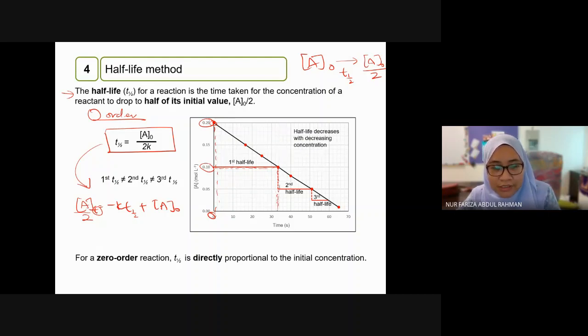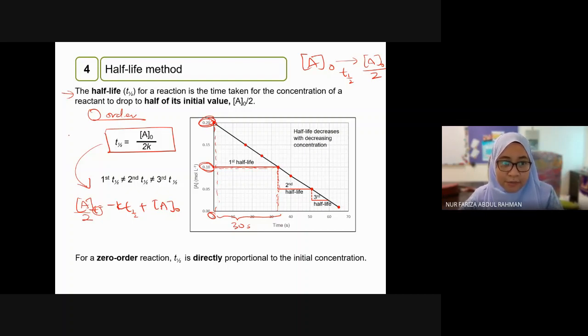So how long does it take from 0.2 to become 0.1? How long does it take? It's 30 seconds. Okay, 30 seconds. So that will be the first half-life. Okay, that will be the first half-life.